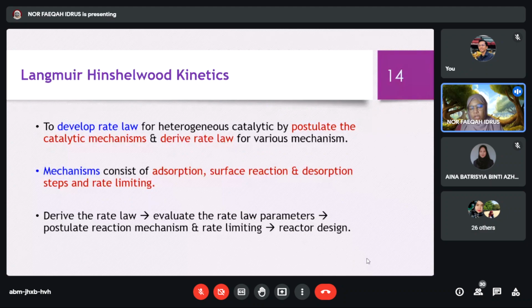So the easiest way is, based on the preliminary study, based on the preliminary experimental data, they postulate the mechanism, postulate the rate equation, and based on that, the result is used to simulate the reactor design.